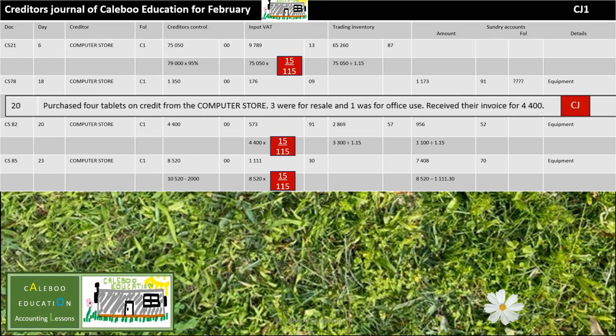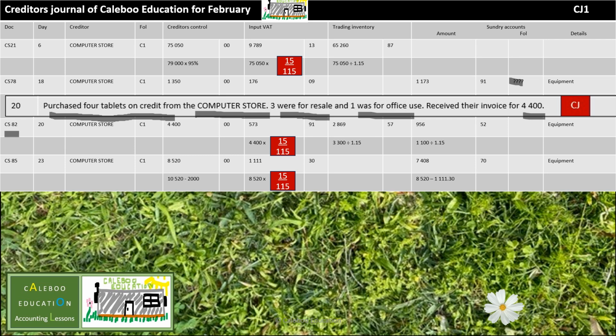On the 20th, this is the transaction that took place. Purchased 4 tablets on credit from our supplier with whom we have an account, the computer store. 3 were for resale and 1 was for office use. In total, we made a payment. No, we didn't make a payment, not yet, because we bought it on credit. So we owe another 4,400.